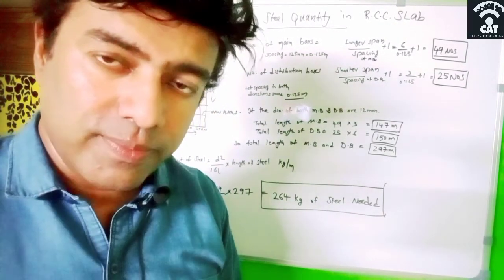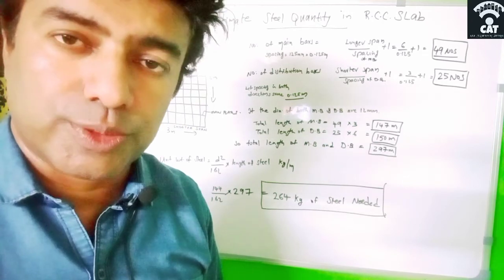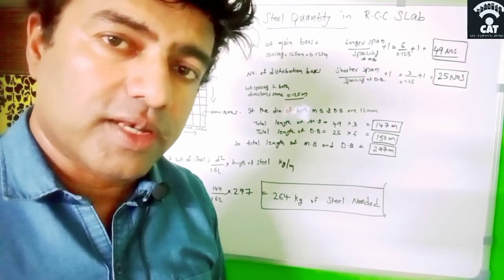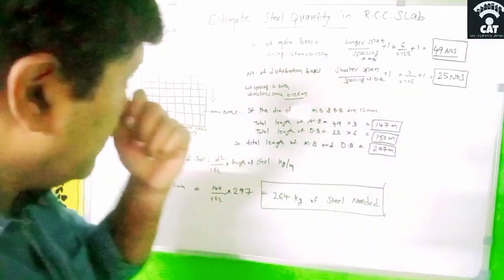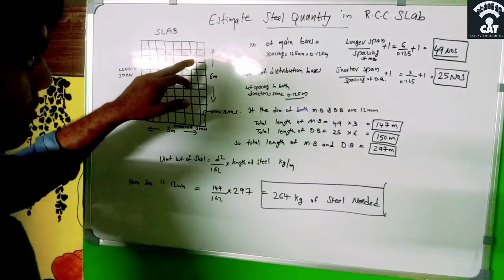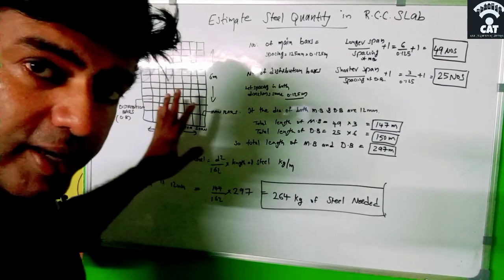It is always at the bottom and it will always be in the shorter span, and we are placing the distribution bar at the top and it will always be in the longer span. So if we know that, then we should know the spacing in between. Suppose the spacing between the distribution bars and the main bars is the same.